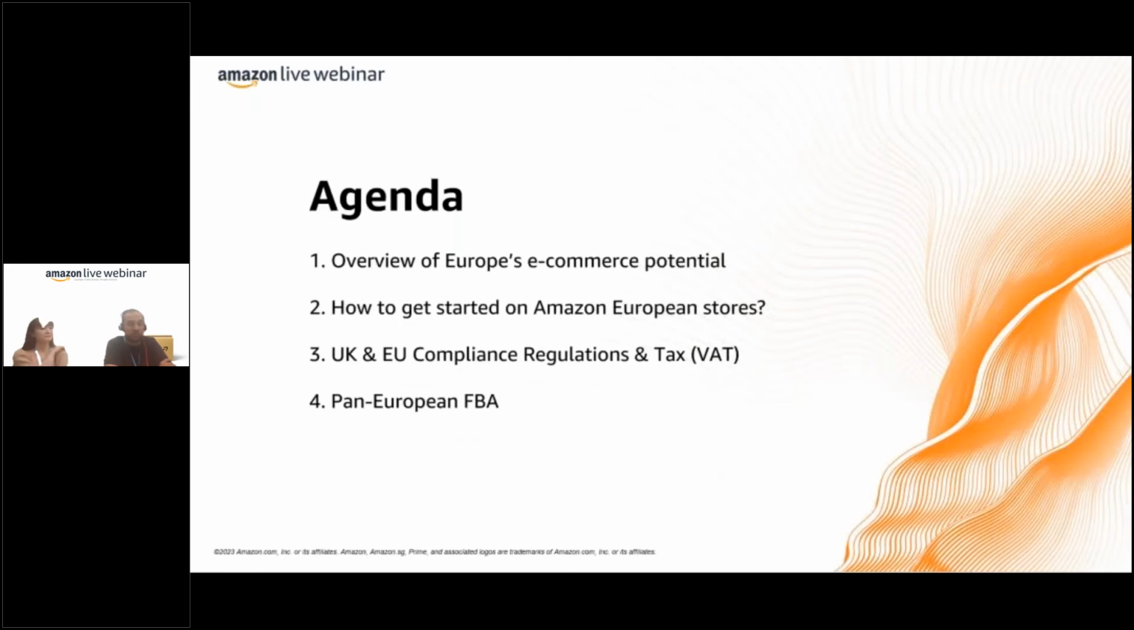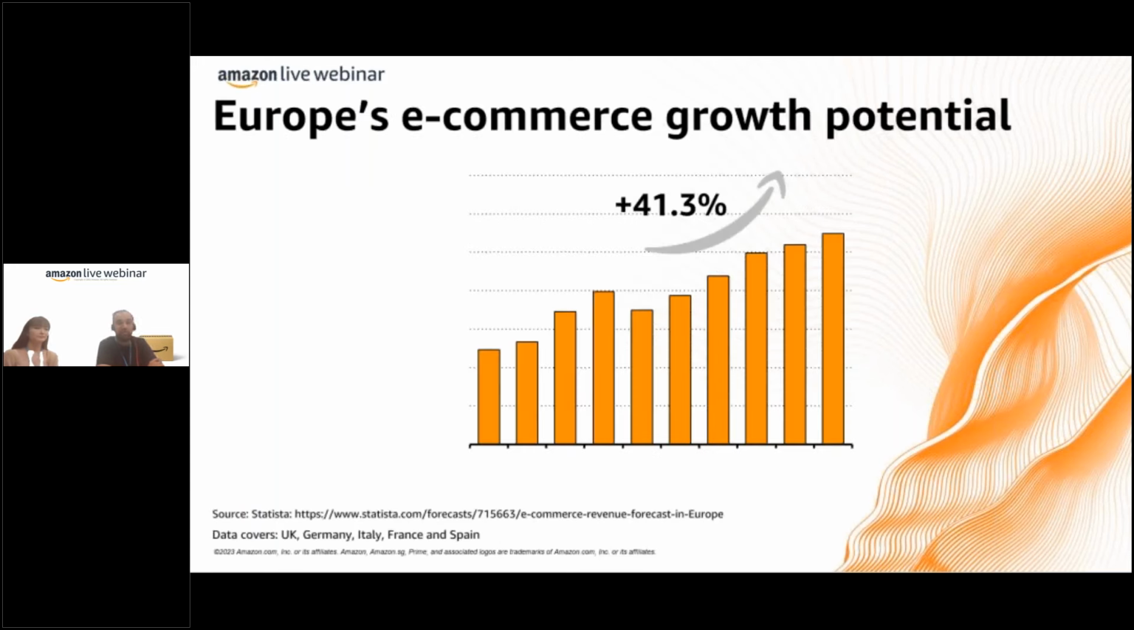We'll be covering 4 main topics today in our agenda. Number 1 will be the overview of Europe's e-commerce potential. Number 2 is going to be how to get started on the Amazon European store. Third, what is the compliance, regulation, and VAT for EU and UK? And finally, pan-European FBA. So let's get started with topic number 1, the overview of e-commerce potential for Europe.